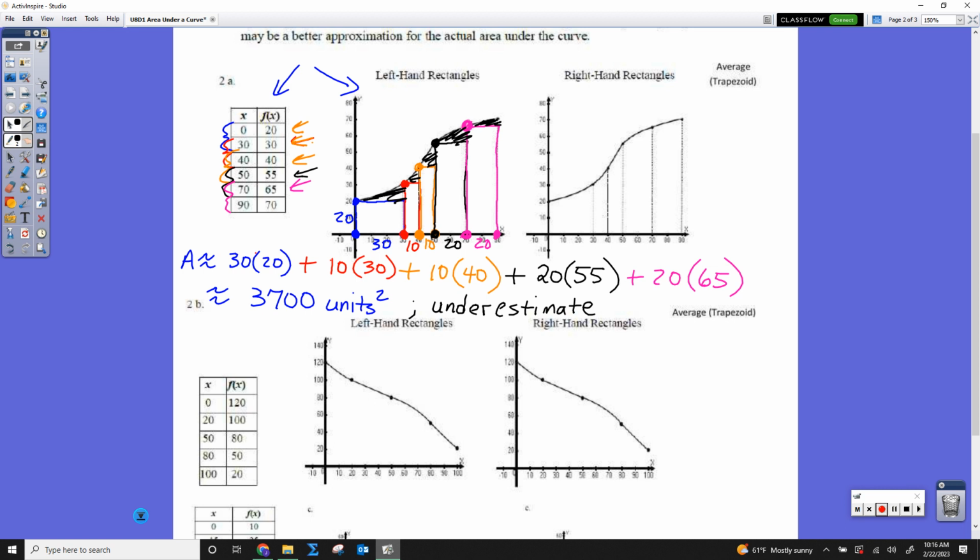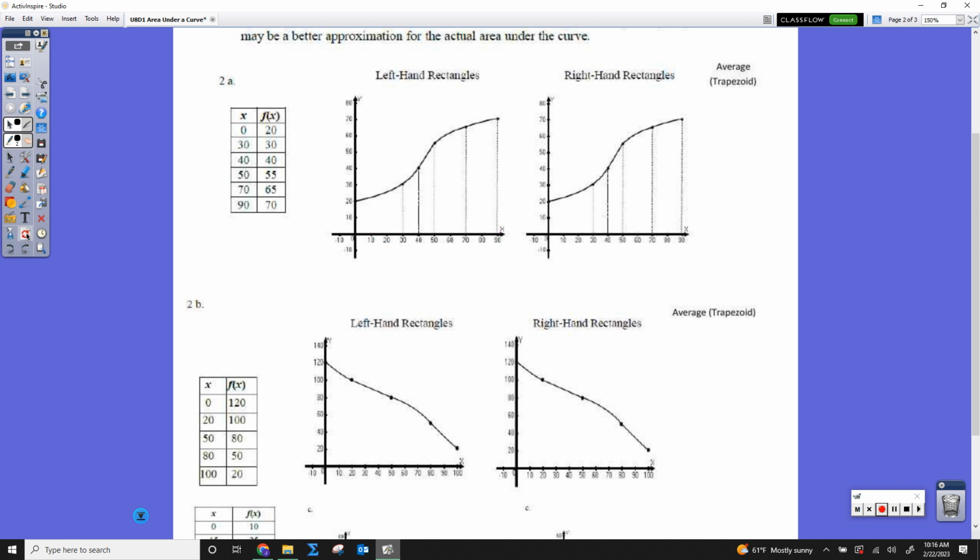Okay, so just to make sure we're clear, everything's there. So the next thing we want to do is the exact same thing. We're going to approximate, but use right-hand rectangles instead. So it's a very similar thought process. I'm going to erase this. We'll write down that 3,700 that we figured out from earlier. It's right here. 3,700 units squared, that's what we determined. So now we're going to do the same thing, but use right-hand rectangles.